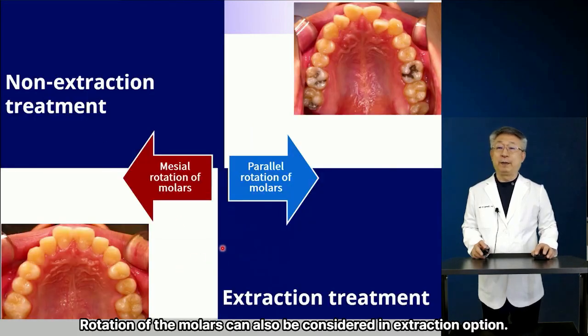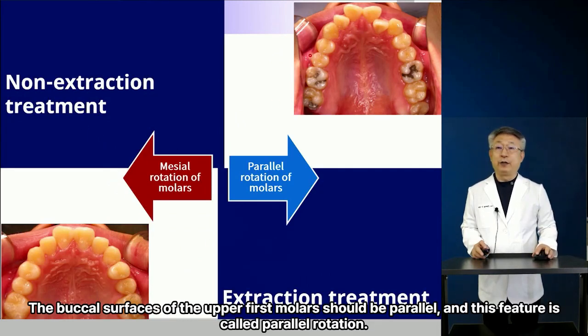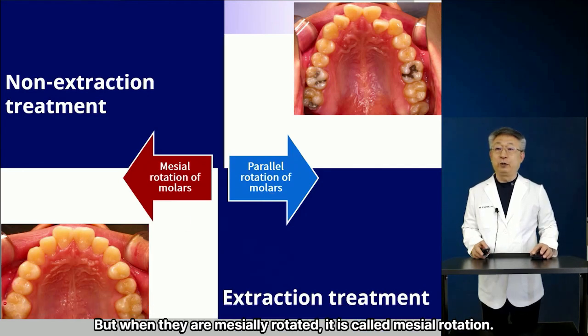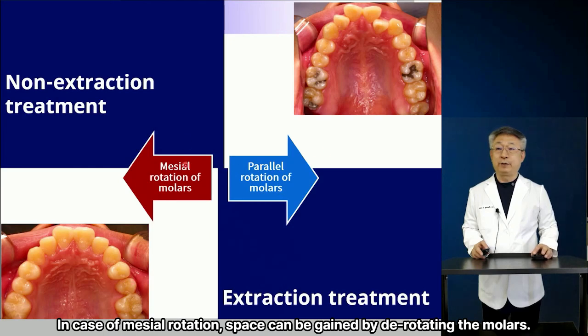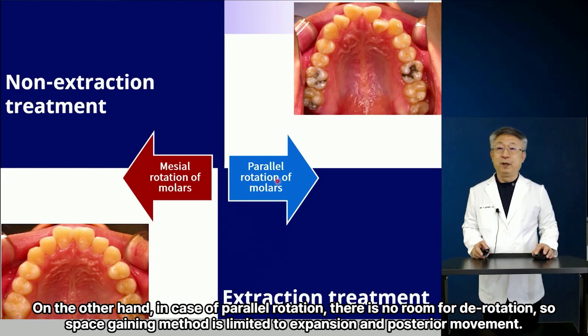Rotation of the molars can also be considered in extraction option. The buccal surfaces of the upper first molars should be parallel, and this feature is called parallel rotation. But when they are mesially rotated, it is called mesial rotation. In which case is it easier to gain space? In case of mesial rotation, space can be gained by derotating the molars. On the other hand, in case of parallel rotation, there is no room for derotation, so space gaining method is limited to expansion and posterior movement.